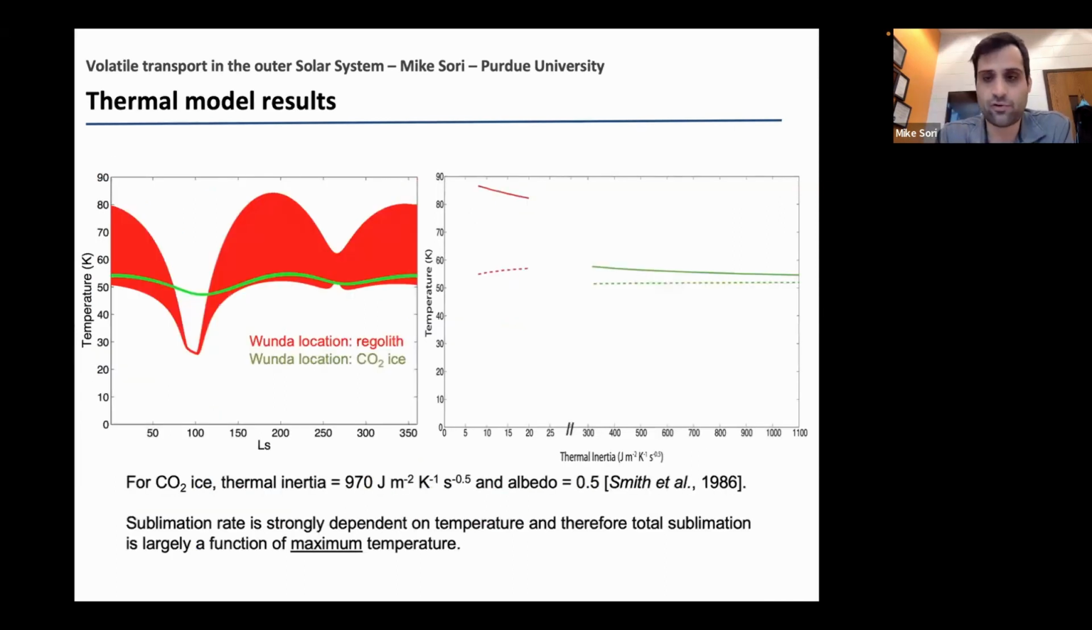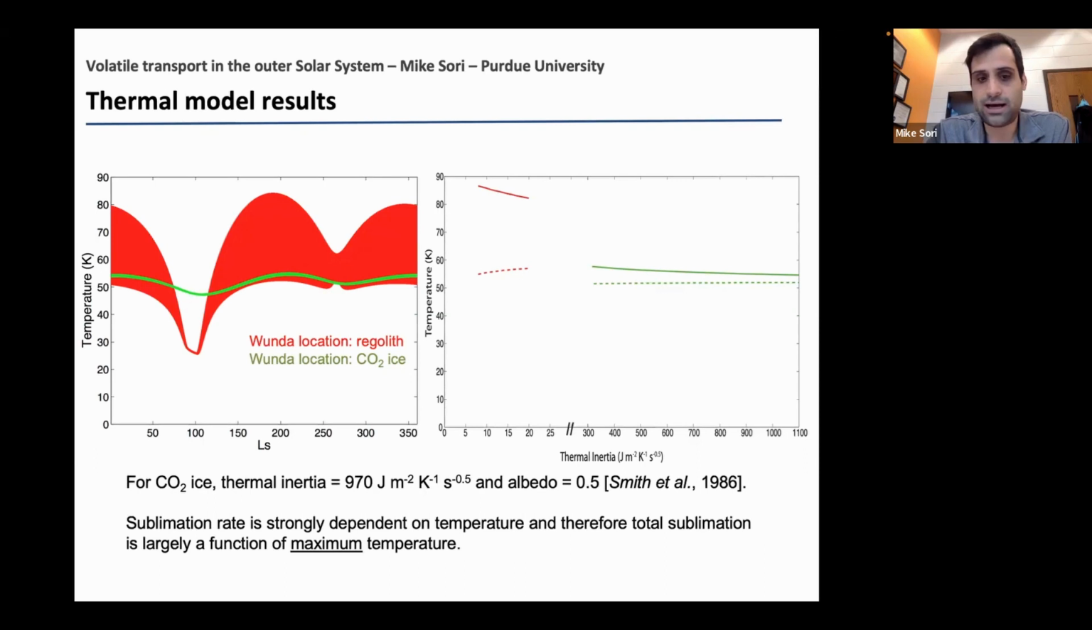The plot I showed before considered some properties for regolith, the dark regolith that we see across the surface. We also considered, what if you accumulate enough CO2 ice that you're changing those surface properties? So ice is bright. Umbriel is a pretty dark moon. So there's a bit of a feedback loop. If you can start accumulating bright ice, that makes that location even more favorable for further accumulation.